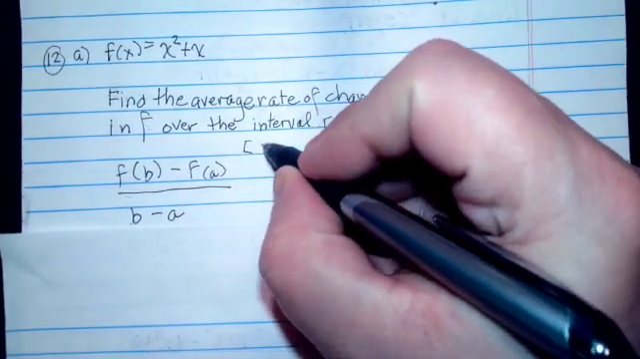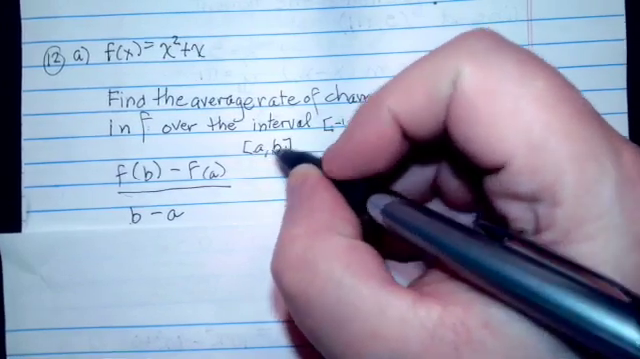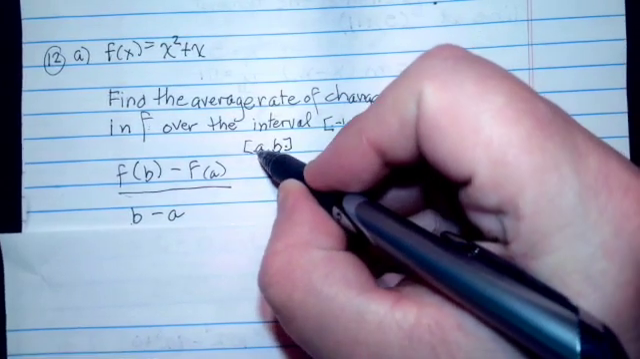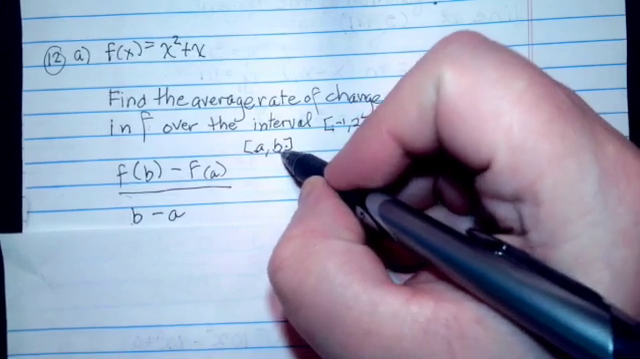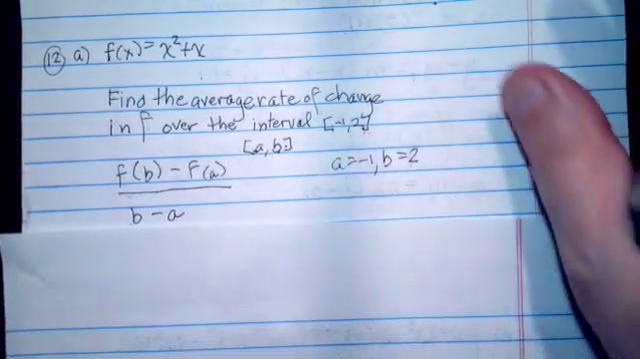Or more generally, if we're talking about the interval from a to b, it's going to be f of b minus f of a in the numerator, and then just b minus a in the denominator. So our a is -1, our b is 2.